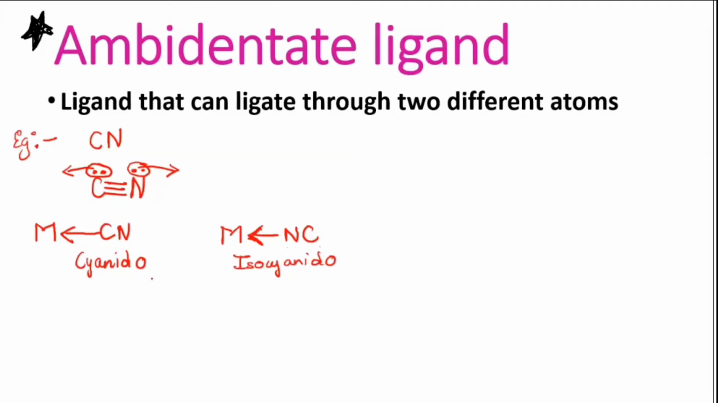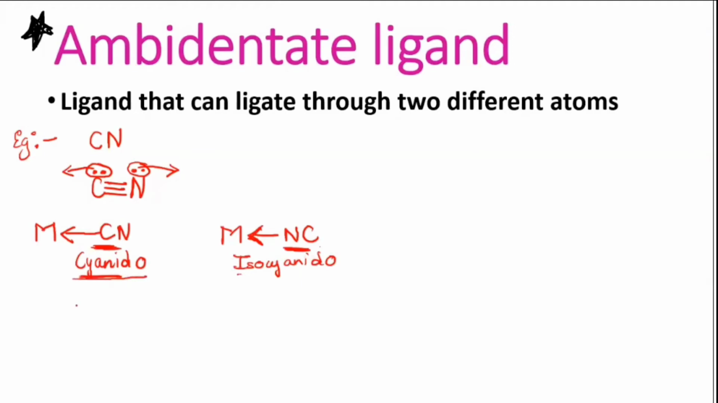Yeah, so this part is clear. What I said, ambidentate, at a time only one can be donating. So either carbon can donate or nitrogen can donate. If carbon is donating, I'm showing it from the carbon side. If nitrogen is donating, I'm showing it through the nitrogen side. If they are donating through the carbon side, it is called cyanido. And if it is donating through the nitrogen side, then it will be isocyanido.